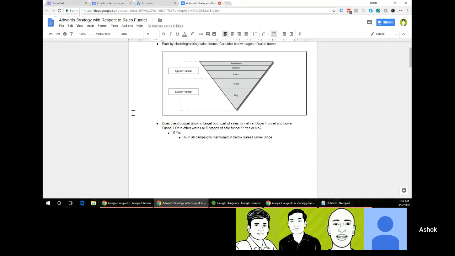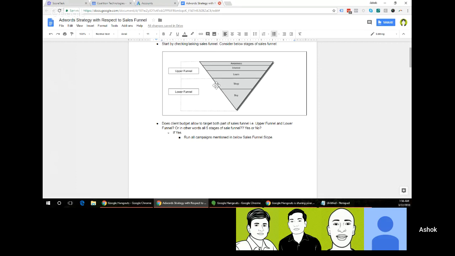So the very first thing we should check is what budget is available against the client's business. Is the budget allowing us to think about targeting both funnels, or is the client's budget not enough to target both? Let me clarify a little more, though I think you already know this. Lower funnel is where we often target our keywords. Most of the time we target the lower funnel, that is, people who are in the shopping and buying phase of their purchasing path.